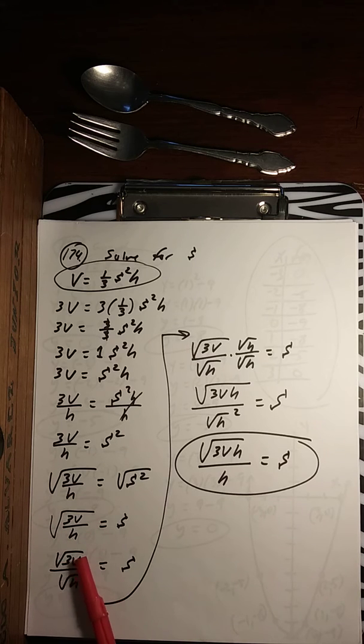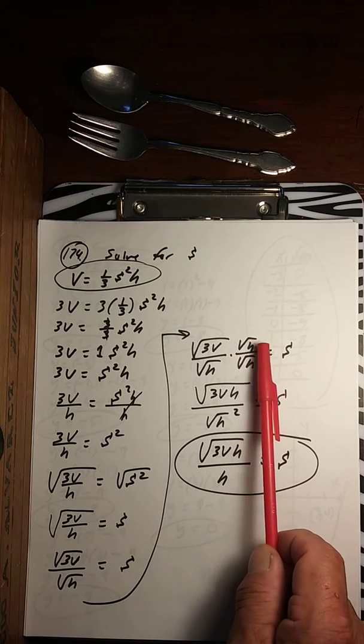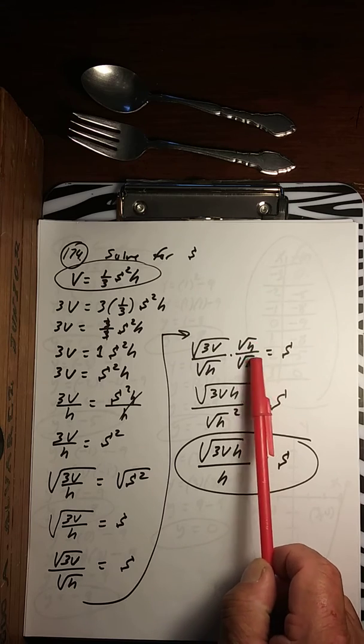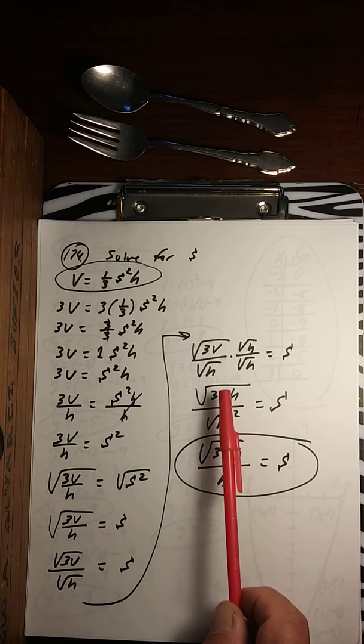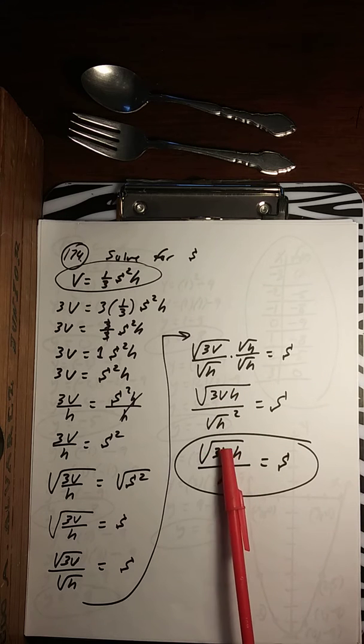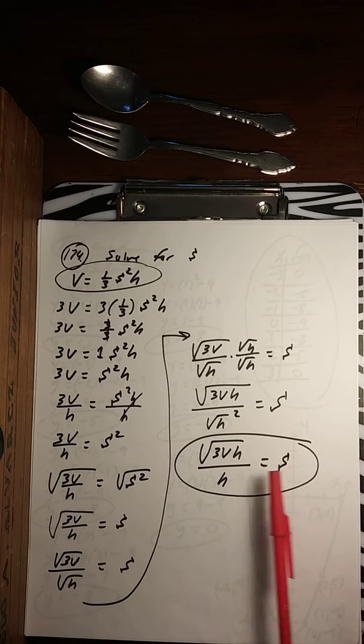So now 3v over h, square root of h. Rationalize it. Square root of h, the top and the bottom. So that's going to give you square root of h squared. And it's going to be 3vh. So square root of 3vh on top and just h on the bottom for the big S.